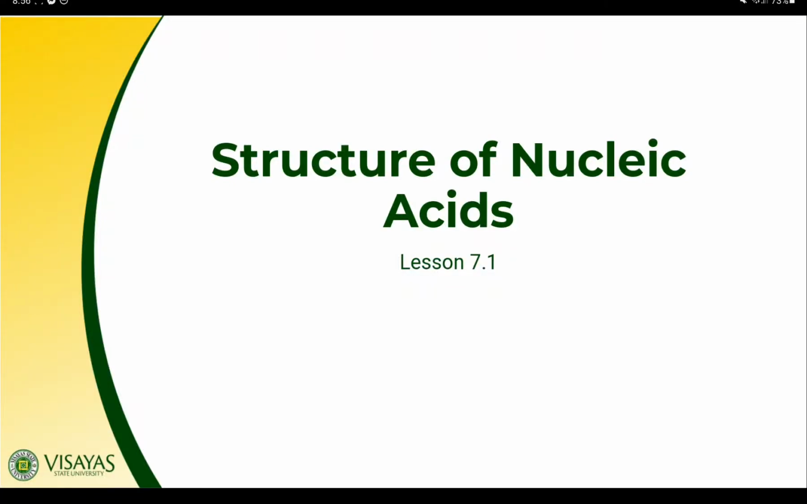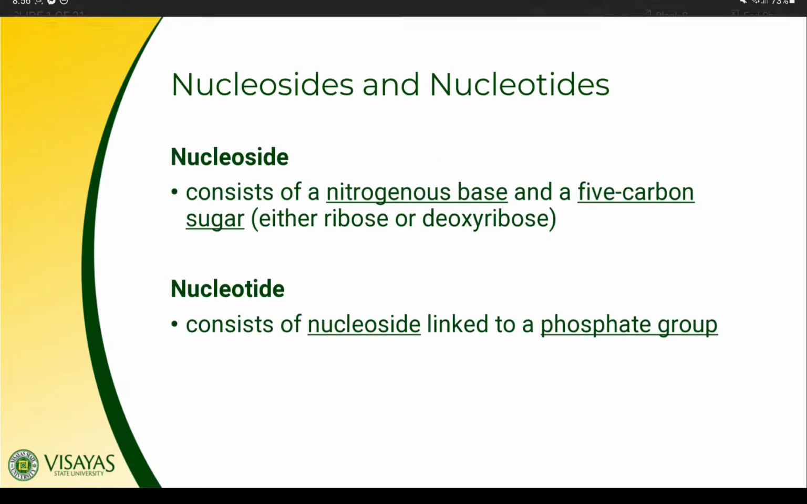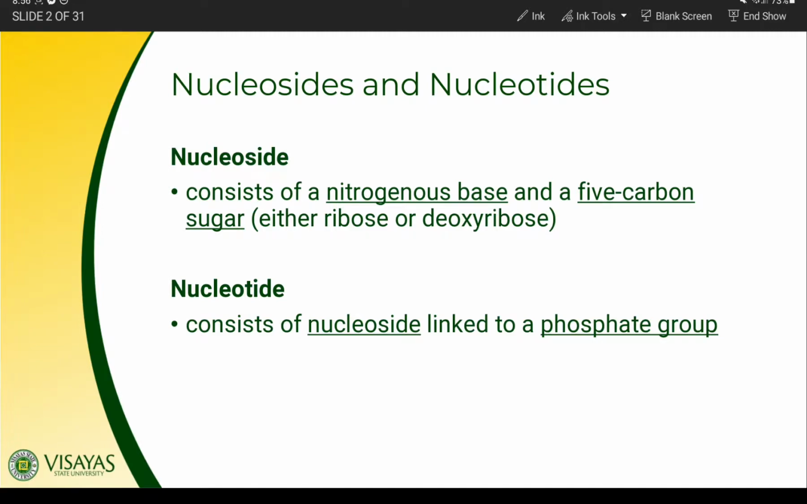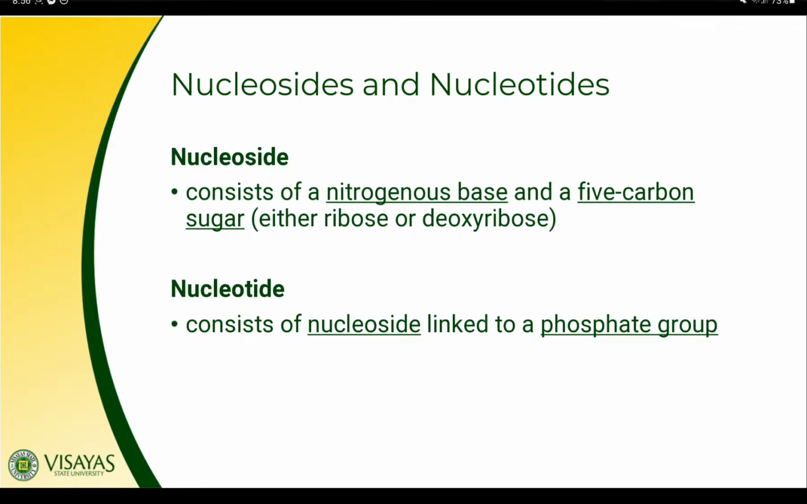Good day, students. The first lesson in Module 7 is about the structure of nucleic acids. So here we have the terms nucleosides and nucleotides. A nucleoside consists of a nitrogenous base and a 5-carbon sugar, which could either be a ribose or a deoxyribose. A nucleotide, on the other hand, is a nucleoside which is linked to a phosphate group. So in a nucleotide, we have a base, a sugar, and a phosphate group.